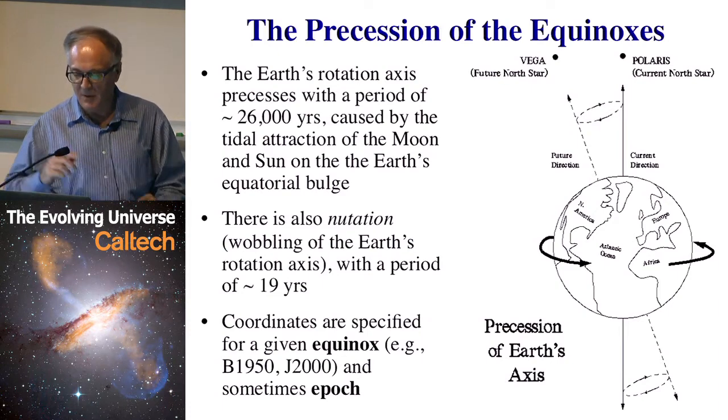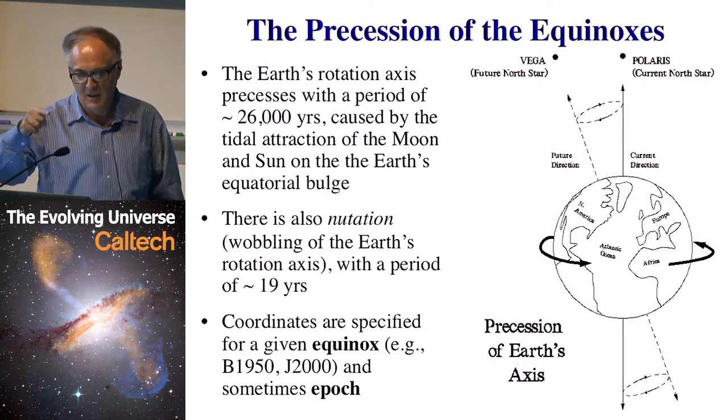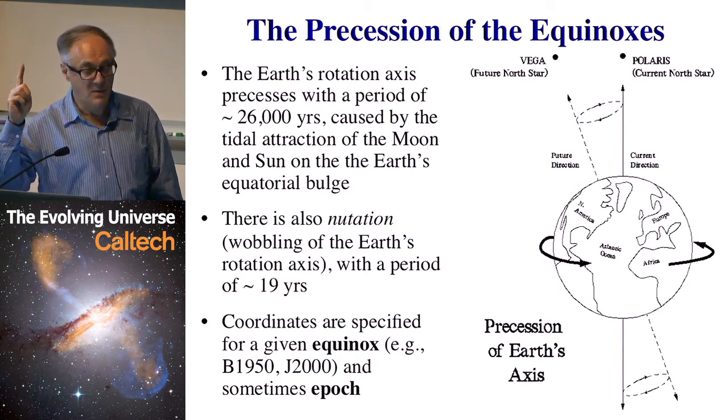Two last things. First of all, the tilt of Earth's axis is not always constant. It kind of tends to wobble around. And the period of that wobble is 26,000 years. So Polaris is the polar star now, but at some point Vega will be the polar star.